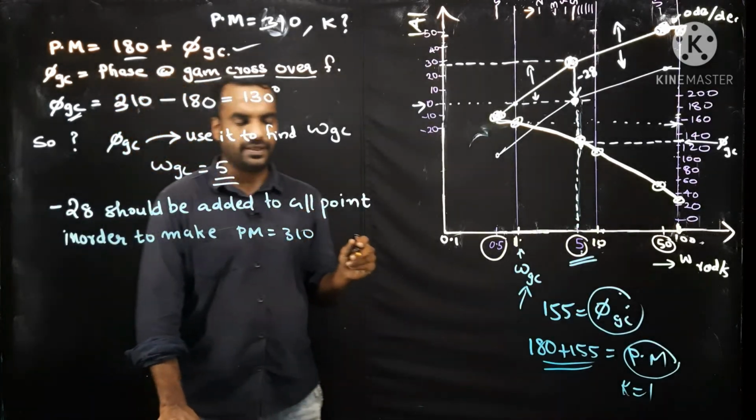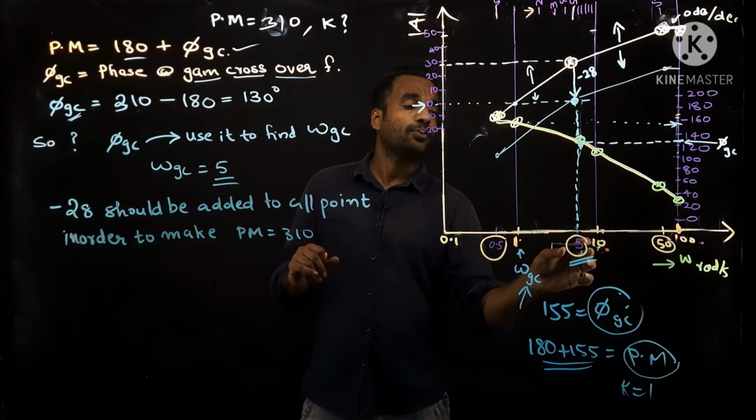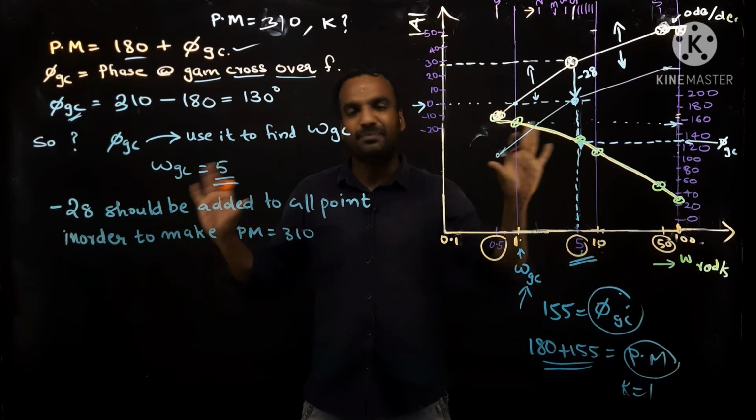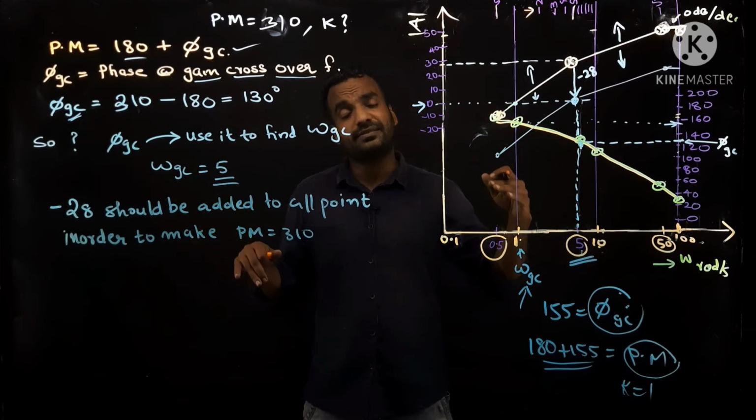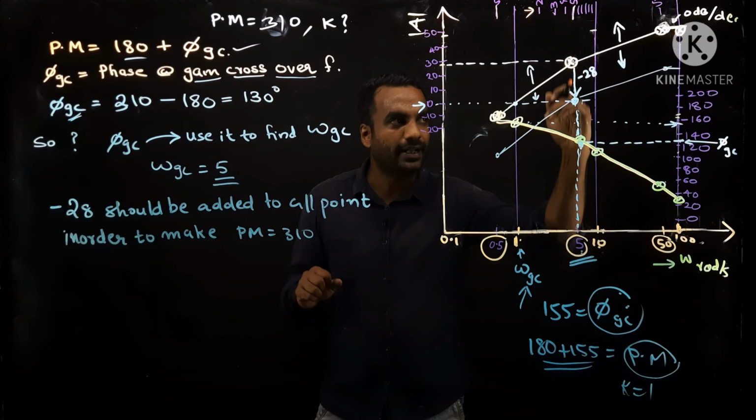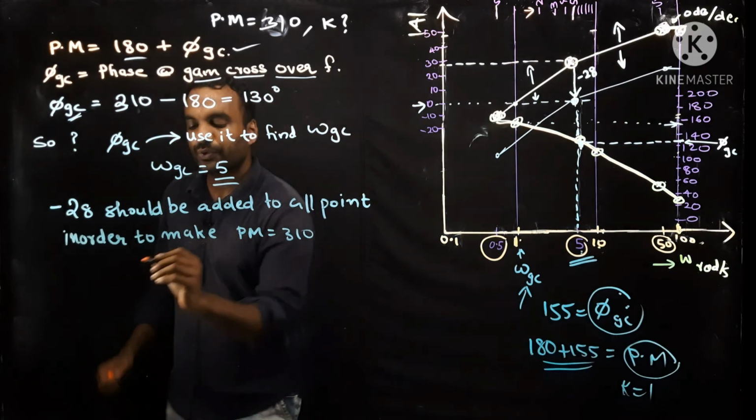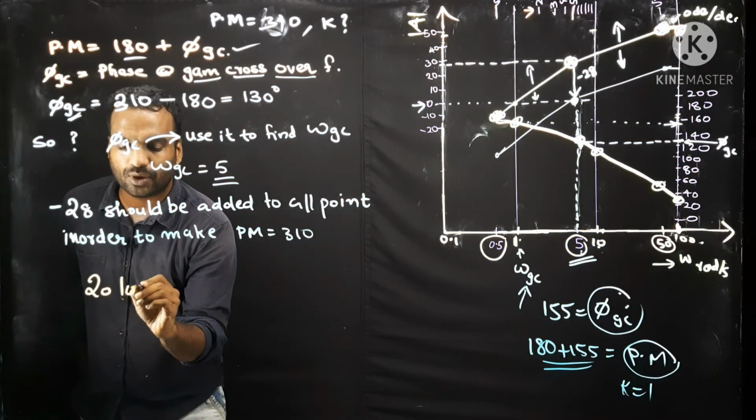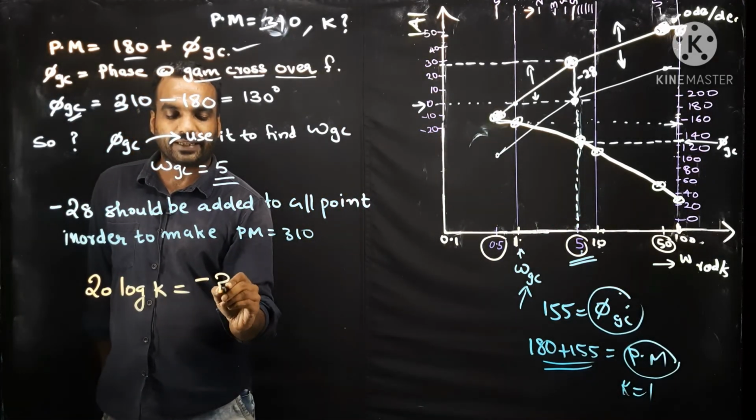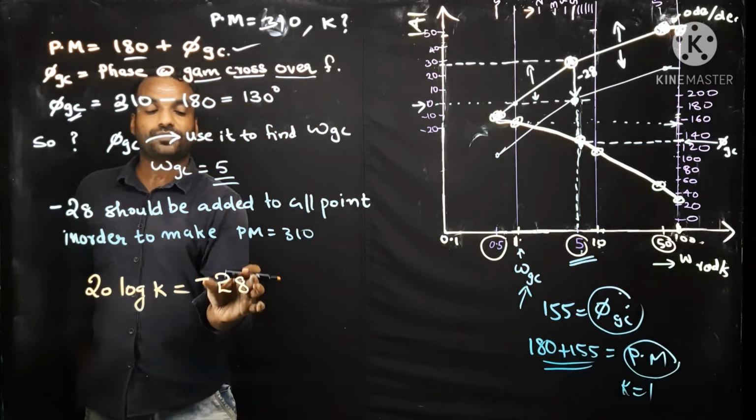Whatever it may be, in the same question it can also be asked to find the value of k so that omega GC, gain crossover frequency, is 5. All things are the same. So this question can be asked in various ways. Anyhow, the shift is the same. Either you have to shift in the negative direction or in the positive direction. Here you are shifting in the negative direction. So your step is 20 log k is equal to the value of that shift. Here the shift is negative, minus 28. If you are shifting in the positive direction, you will get a positive value here.